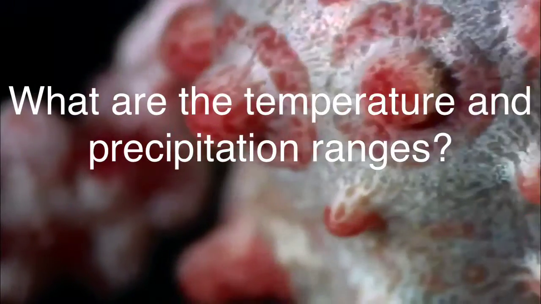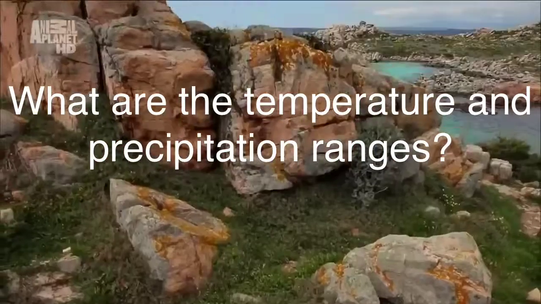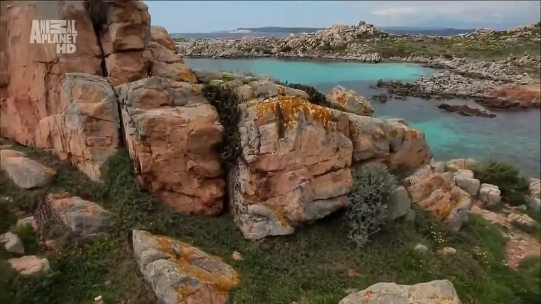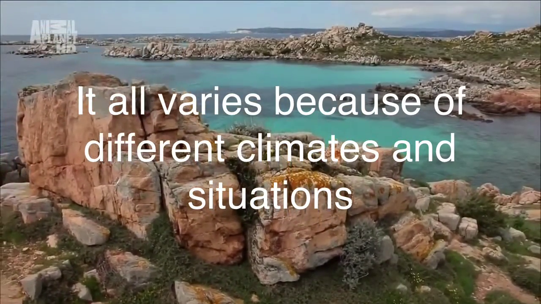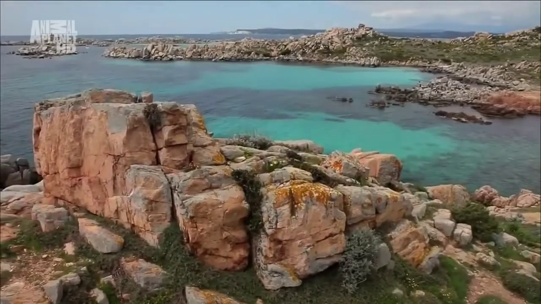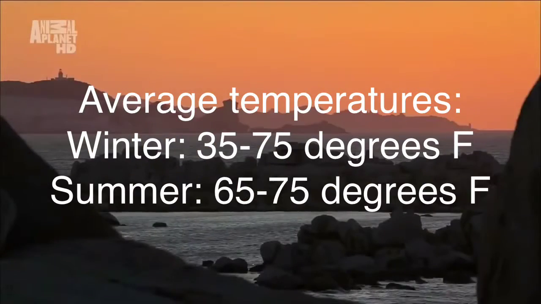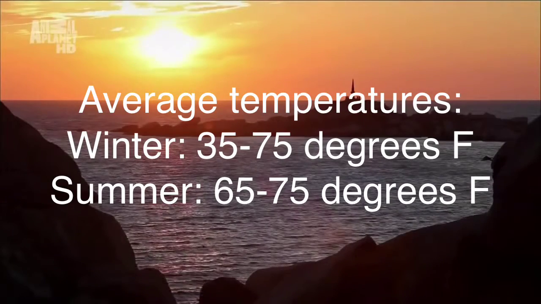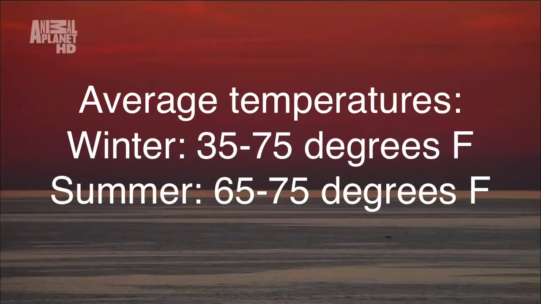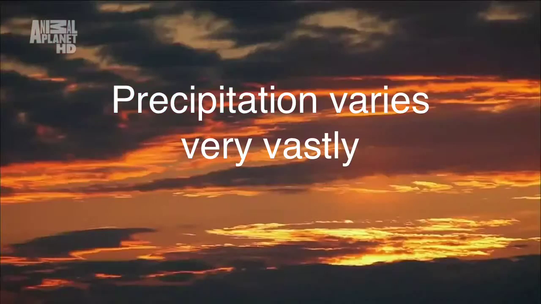Okay. What are the temperature and precipitation ranges for the freshwater region? Well, temperatures vary vastly because of different conditions and situations. For freshwater, winter temperatures have an average of 35 to 75 degrees Fahrenheit. In the summer, average temperatures are 65 to 75 degrees Fahrenheit. And the precipitation also varies vastly.